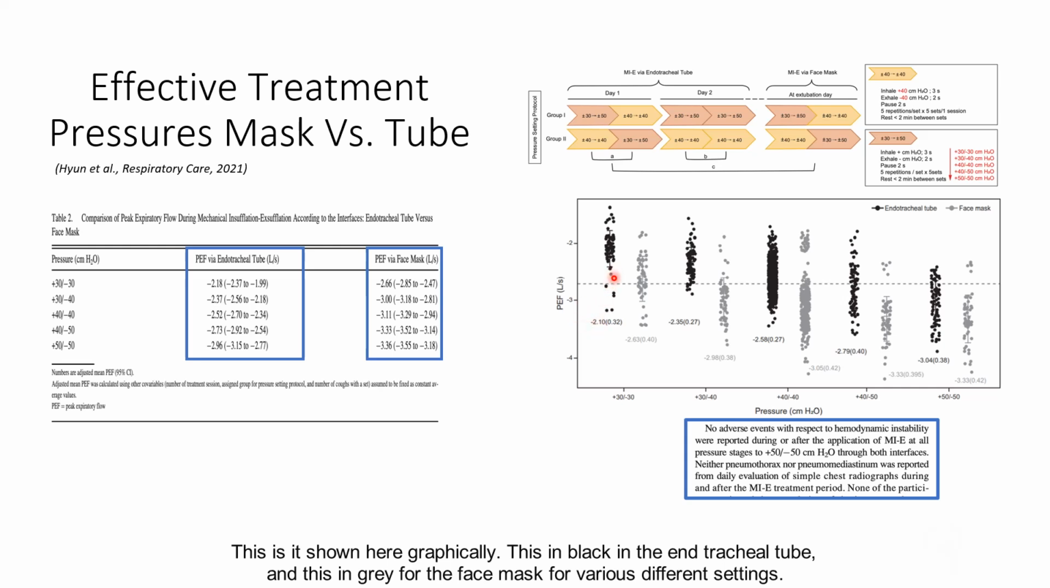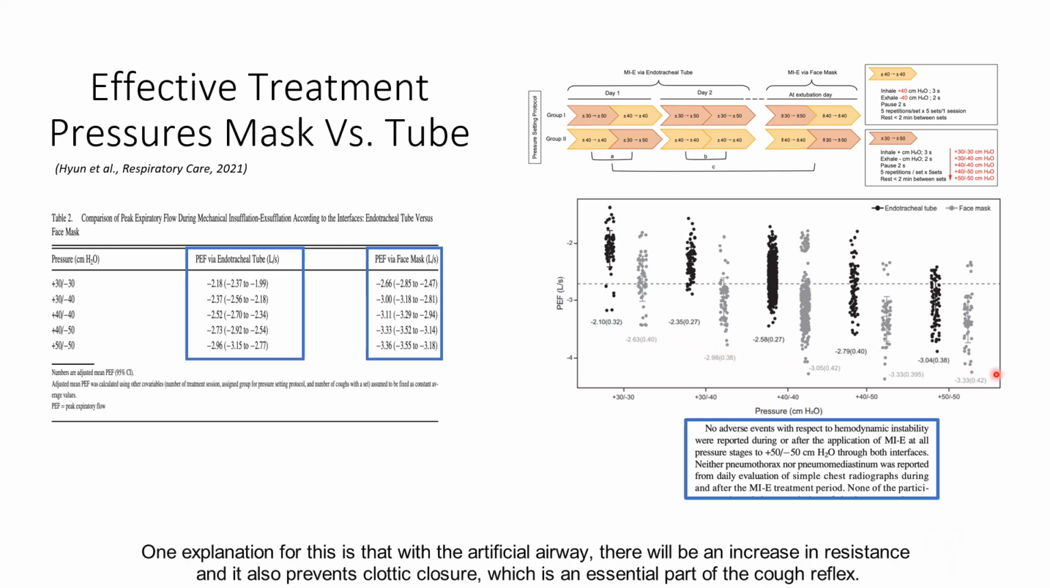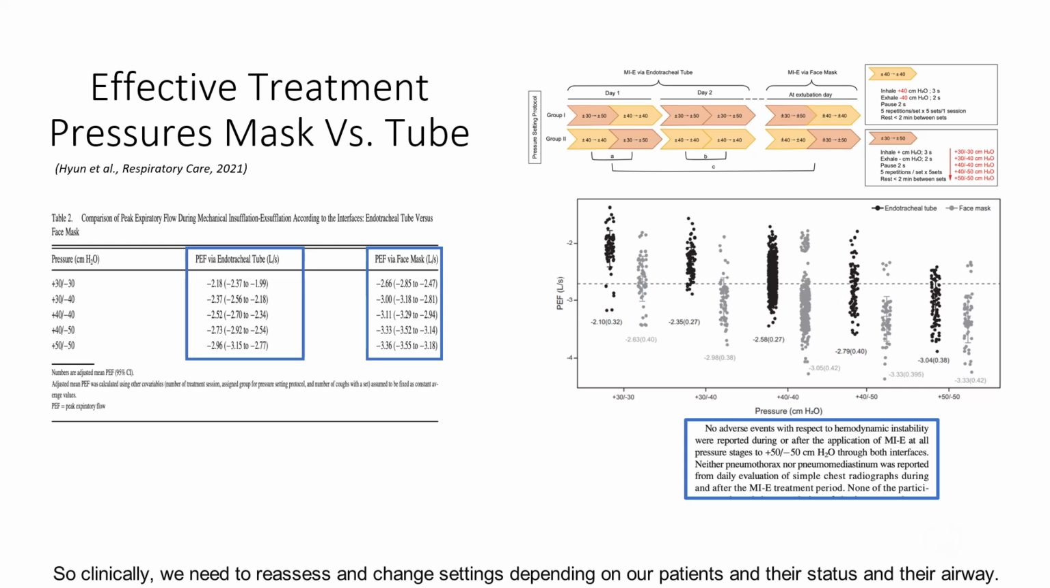This in black in the endotracheal tube and this in grey for the face mask for various different settings. One explanation for this is that with the artificial airway, there will be an increase in resistance, and it also prevents glottic closure, which is an essential part of the cough reflex. So clinically, we need to reassess and change settings dependent on our patients and their status and their airway.